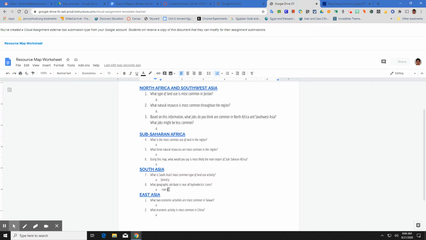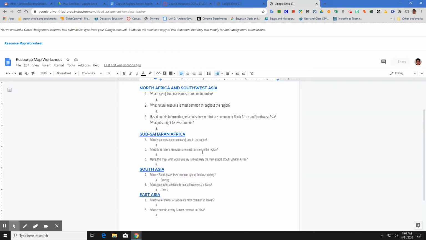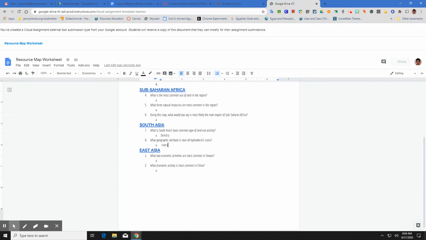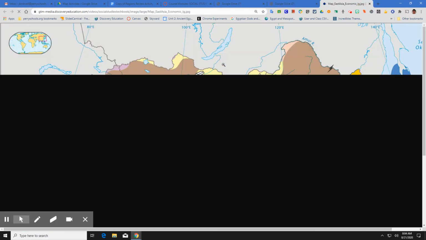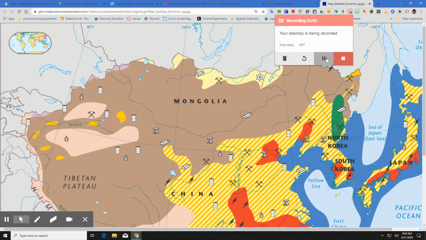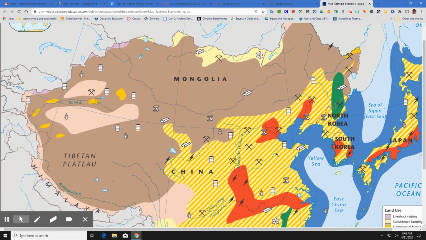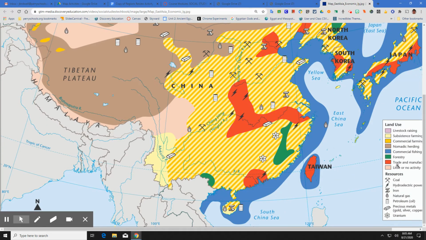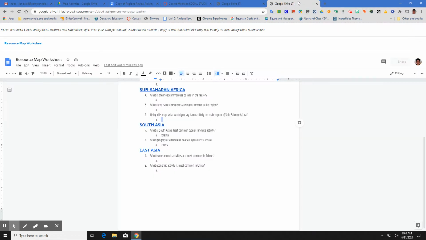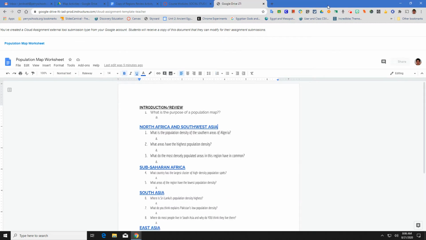Okay, so we answered our two questions. We looked at our map. Once you're done looking at the map, you will close it out, right? And then you'll move to East Asia and continue to work your way through. Okay, now we get into East Asia here. You can see the land use and hydroelectric power and our different natural resources. Once you complete your resource map and all 10 questions, you will submit that.